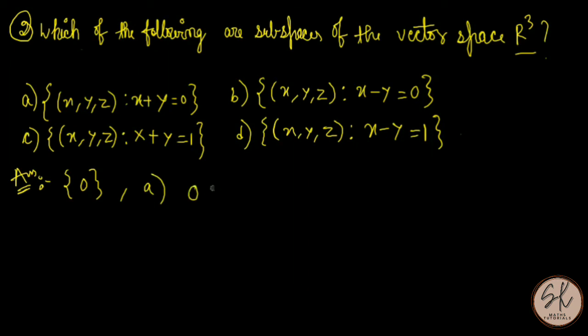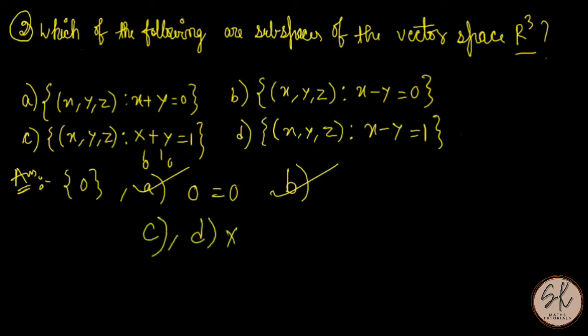So for A, if we put x, y, z equal to 0, then yes, this is giving 0 equals 0. Similarly, B is also giving 0. So these two are subspaces. But if we put this equal to 0 in C, then the result is not equal to 0; here it is equal to 1. So therefore C and D are not subspaces.